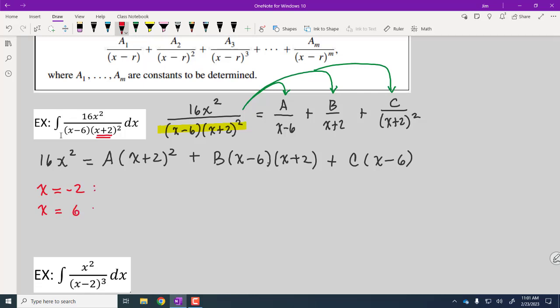So we know these 2 convenient values. Plug in negative 2 all the way across. Negative 2 on the left is going to give 64, 4 times 16. On the right, when we plug in negative 2, this is going to be gone, and that's going to be gone. Negative 2 plus 2 is 0, so both of those terms turn into 0. The only one that doesn't is over here, and that's going to give us negative 8c. Divide by negative 8, and c will be negative 8.